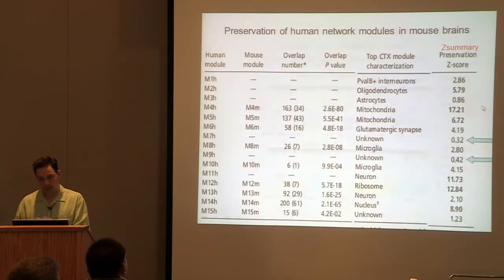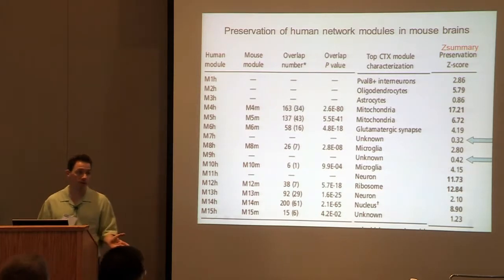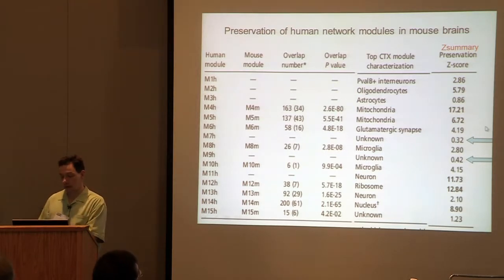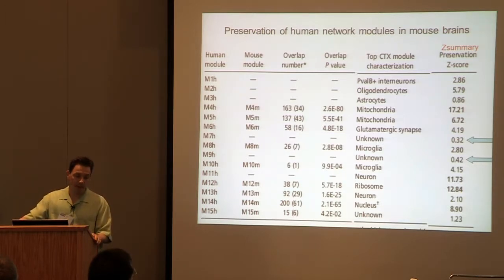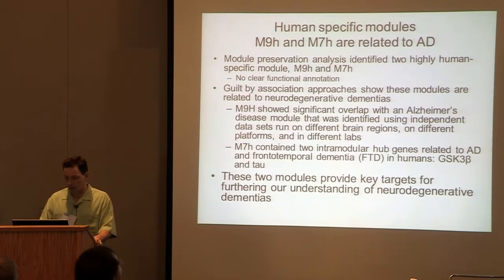And so in his paper, Jeremy shows these different human modules, and this column reports the Z summary statistic. And look, module 7 and module 9 could not be found because the Z summary is 0.3 and 0.4, well below the thresholds. So we could rigorously argue these modules are not preserved in mice. However, just to mention it, these modules could be found in multiple human data sets. So they exist without a shadow of a doubt. These are real modules in humans. All right.